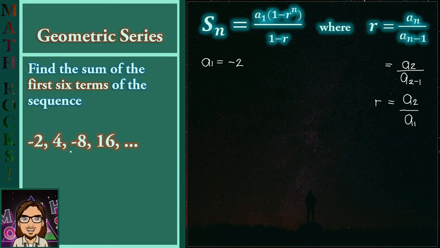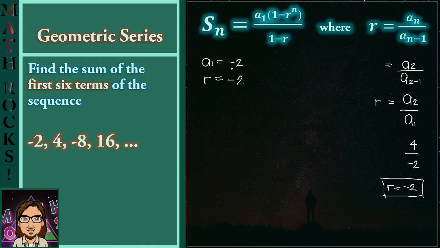Doing so, we have our second term, which is equal to 4, substituting such value. And for our first term, we have -2. So replacing A sub 1 with -2 gives us 4 divided by -2, which has a value of -2. So in this problem, our common ratio is -2. And now, let us substitute these values to their respective variables in our formula.